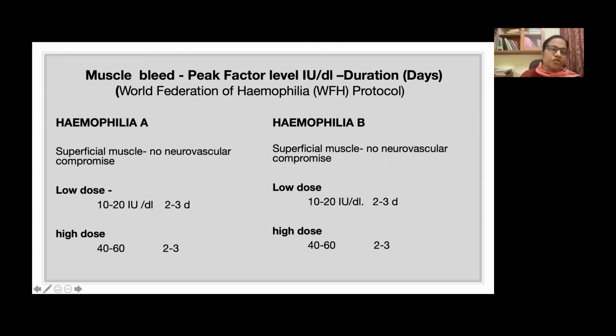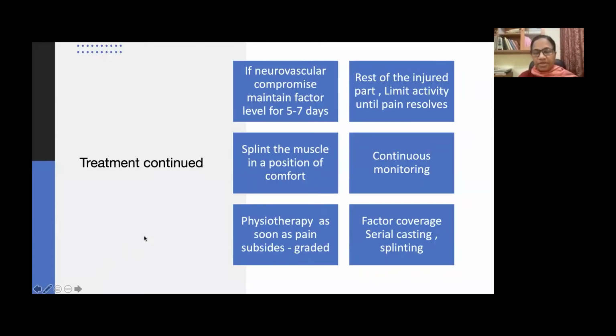discussed. If it is a superficial muscle bleed with no neurovascular compromise, you can follow the low dose pattern, that is 10 to 20 international units per deciliter for 2 to 3 days. And the high dose pattern is 40 to 60 international units per deciliter, 2 to 3 days. How to calculate this, we have already discussed. In hemophilia B, almost a similar pattern is followed. And if, while on monitoring, the patient develops neurovascular compromise, you have to maintain the factor level for 5 to 7 days.